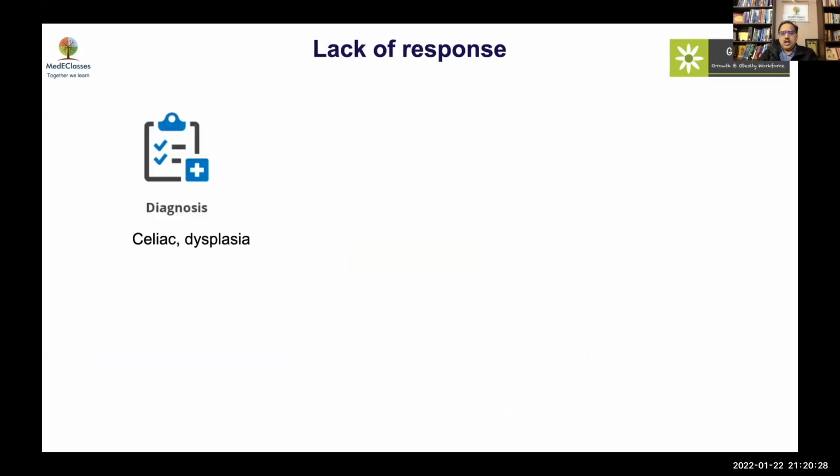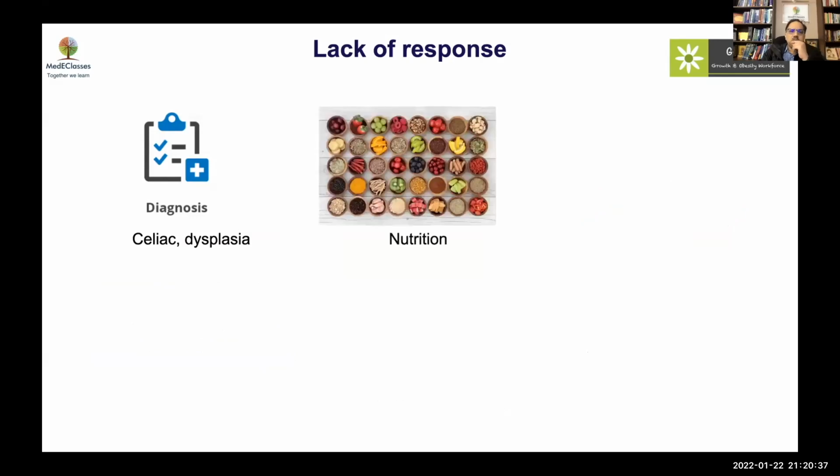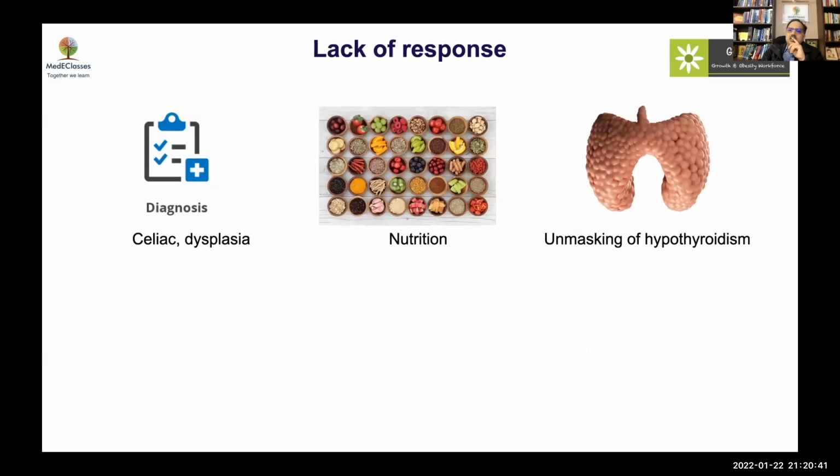Now, if a child on growth hormone is not responding, the first question is whether your diagnosis is right. There could be some other condition which can cause this, like celiac disease or dysplasia. There could be issues related to nutrition. There may be an unmasking of hypothyroidism. This is very important, because once you give growth hormone, there is increased inactivation of thyroid hormone that may unmask it. There may be issues that the patient is actually not taking it.